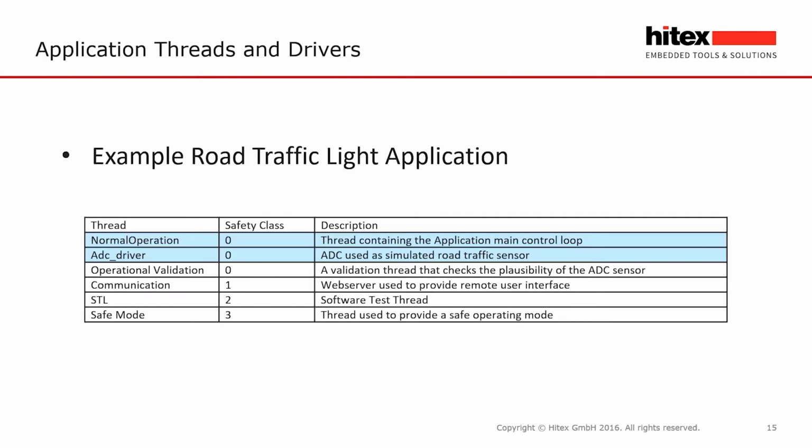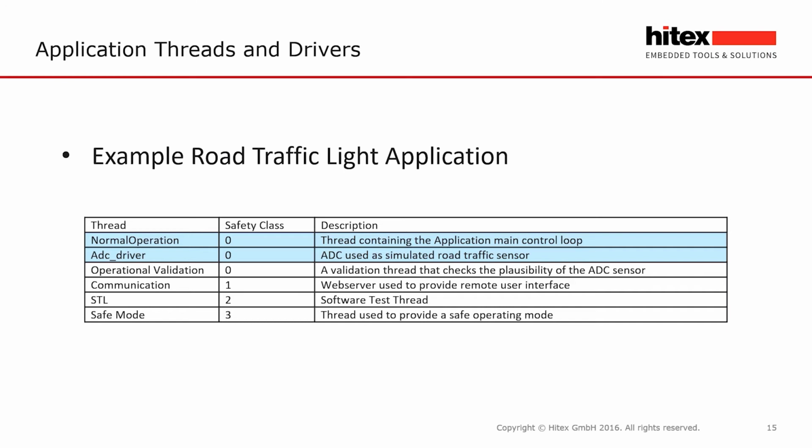So for example, in a typical example application where we're controlling some traffic lights, we can have a number of threads. So a normal operation, which is our main application control loop, along with its low-level driver, an ADC, which is simulating road traffic. We can have other threads which validate the operational data. And then we can have our interference-free thread, which is our communication thread that's providing a web server to remotely monitor the activity of the traffic light.